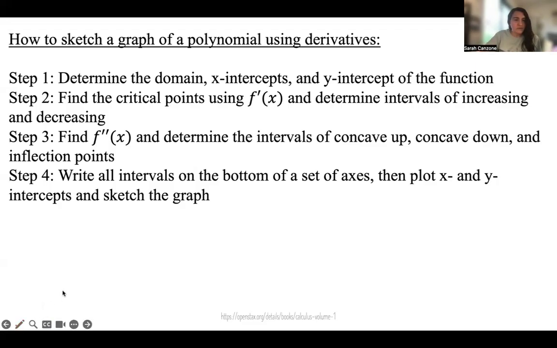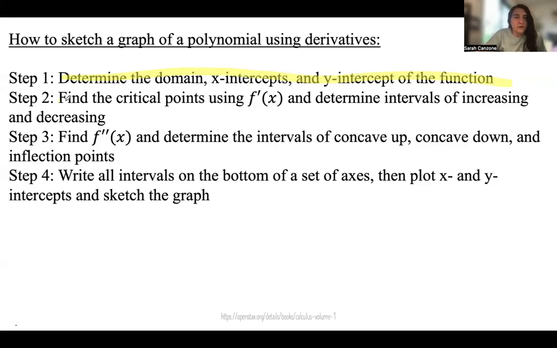So step one, in order to graph a function, is we need to determine the domain, x-intercepts, and y-intercepts of the function. Typically, your domain will probably just be everything. There could be some cases where you have maybe a vertical asymptote that you have to take into account, but at least in this course, I will probably give you polynomials where the domain is just everything, so you don't have to worry about it. So the main things are find the x-intercepts and find the y-intercept of the function.